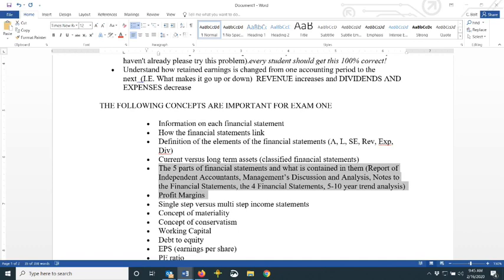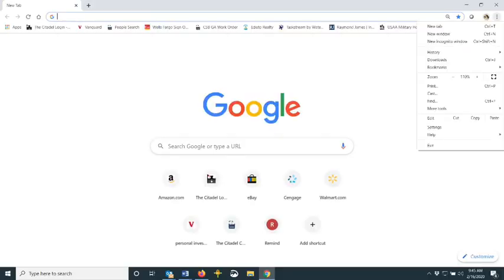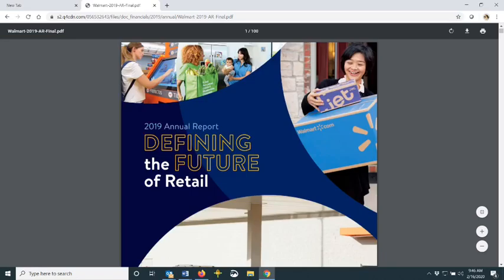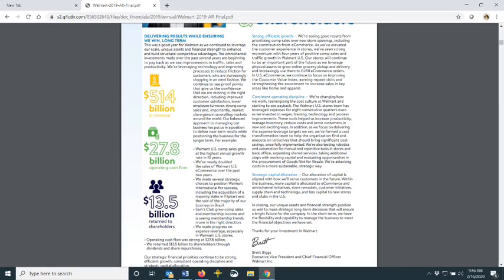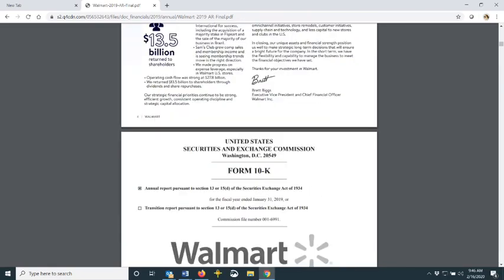They are found in a live annual report that would be issued by the Securities and Exchange Commission. Not sure how fast I can pull Walmart's up, but I was just there a minute ago, so let's see if my history, there we go, it's in my history. So this is what Walmart's live annual report looked like last year.